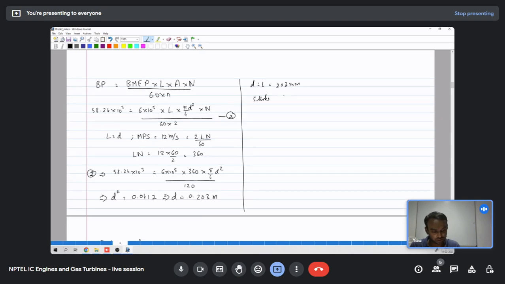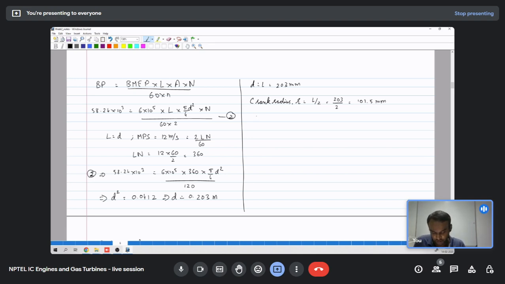So in the question it was asked as crank radius. So crank radius R is equal to L by 2, which is 203 by 2, which is 101.5 mm. And we were asked to calculate the speed of the engine.